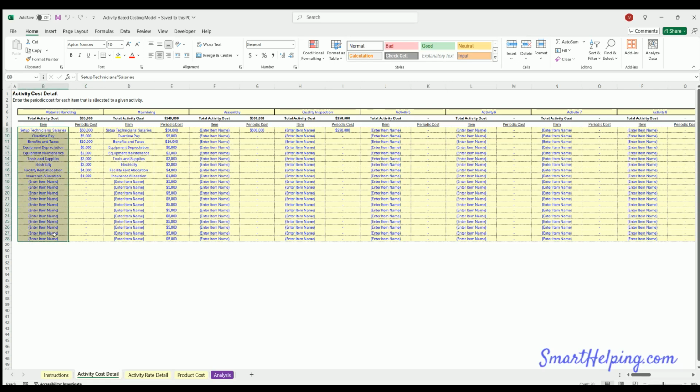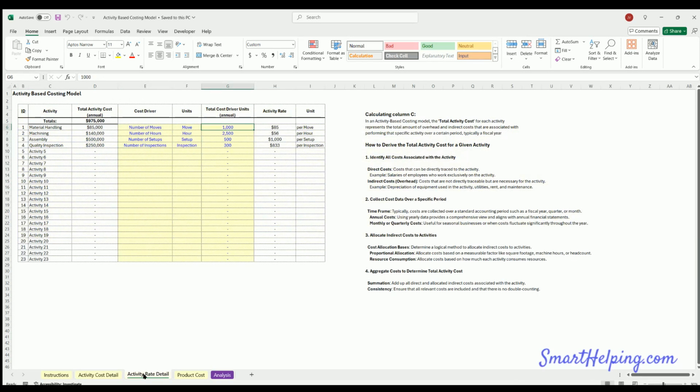I've put a total of 20 cost items here. All these cost items go up into this main number. This is the most important number. It says that during the course of a year, you're spending $85,000 on material handling. Then we're going to break this down into units. So you do this for all these different types, and then you go over to the activity rate detail.